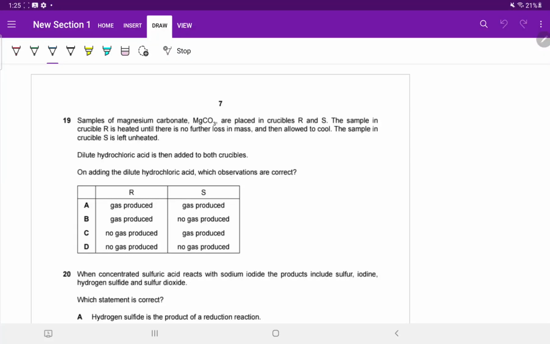So today I'll be solving the rest of the specimen paper. Last video I've solved up to question number 18. Today I'll be starting off from question number 19.